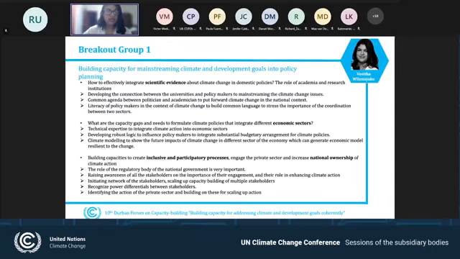So one was the technical expertise that was highlighted to ensure that this action could happen, that is integrating climate action into economic sectors. Then on developing robust logic to influence policymakers to integrate substantial budgetary arrangements. So there are examples on the need for budgets and the importance of allocating finance for climate action in different sectors, which was discussed.